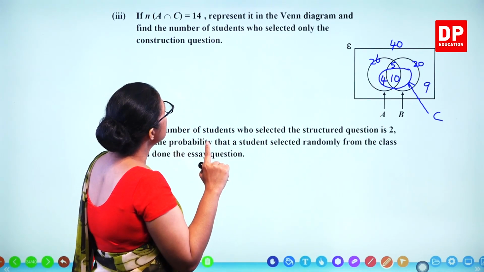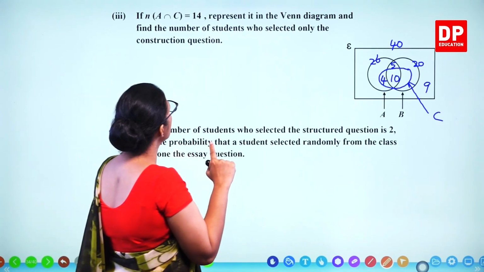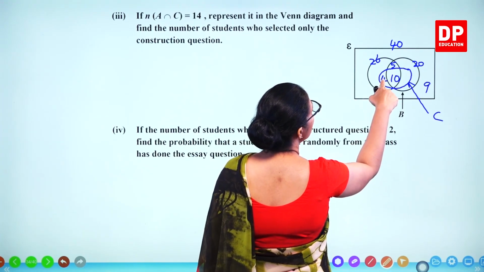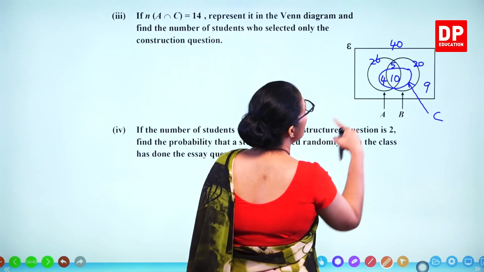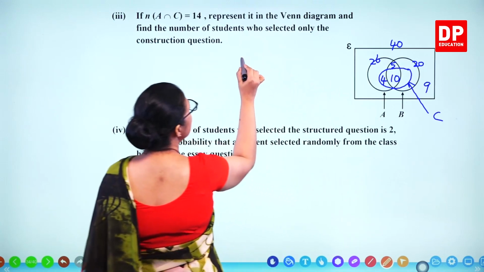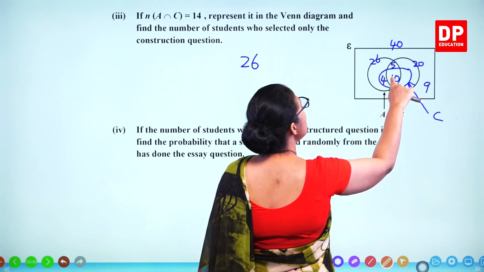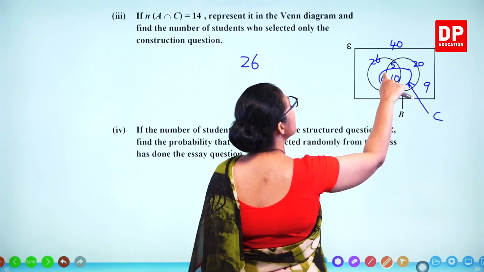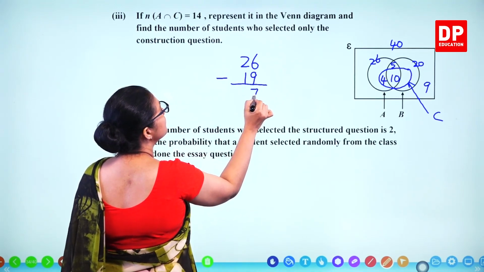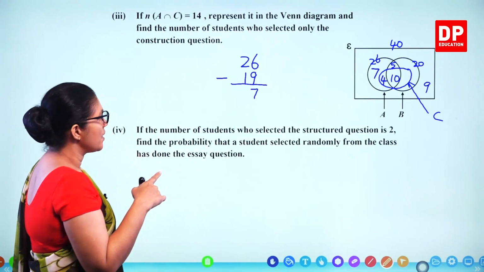Represent it in the Venn diagram and find the number of students who selected only the construction question. Only the construction question, that's this part. So 26 altogether, 10, 4, 5. That's 19, we have to subtract. That's 7. So 7 is the answer for this part.